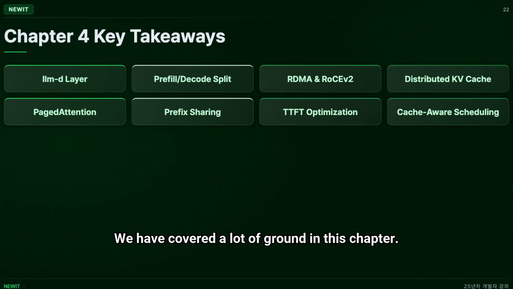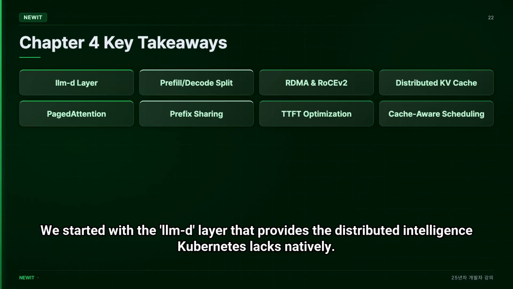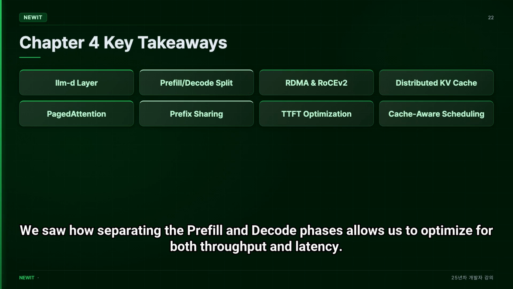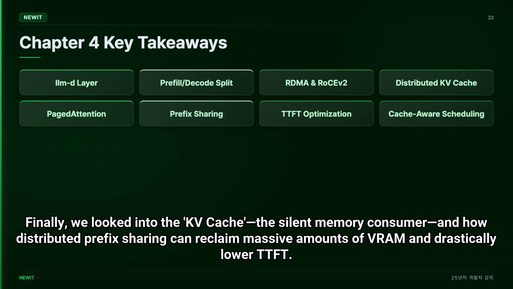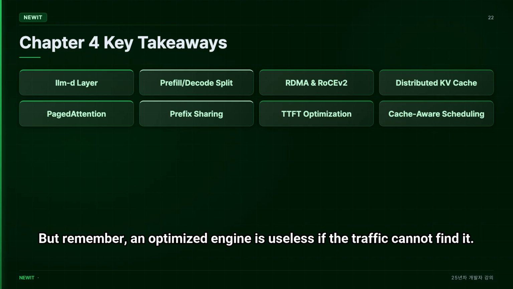We have covered a lot of ground in this chapter. We started with the llm-d layer that provides the distributed intelligence Kubernetes lacks natively. We saw how separating the prefill and decode phases allows us to optimize for both throughput and latency. Finally, we looked into the KV cache, the silent memory consumer, and how distributed prefix sharing can reclaim massive amounts of VRAM and drastically lower TTFT. These are the deep principles that separate a standard cloud engineer from an AI infrastructure architect.